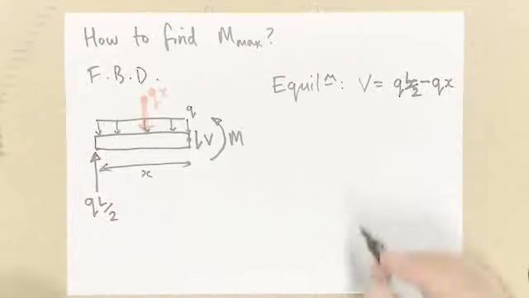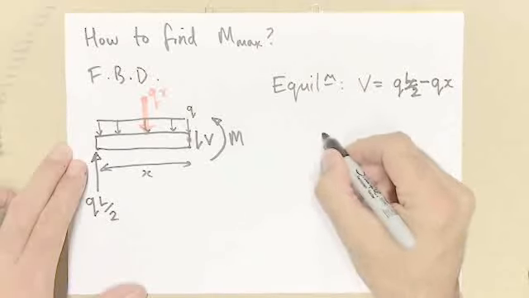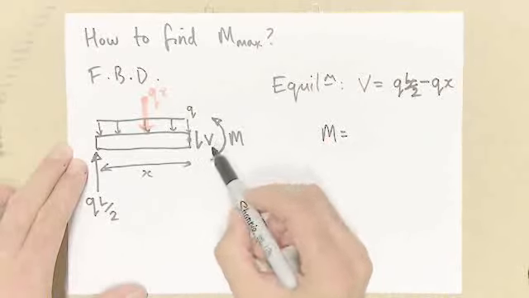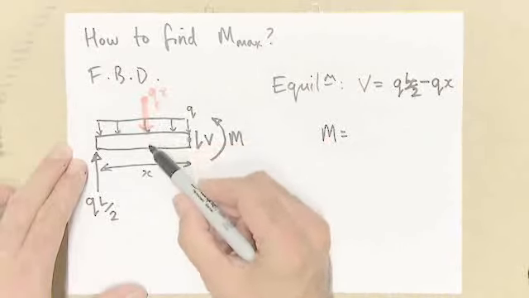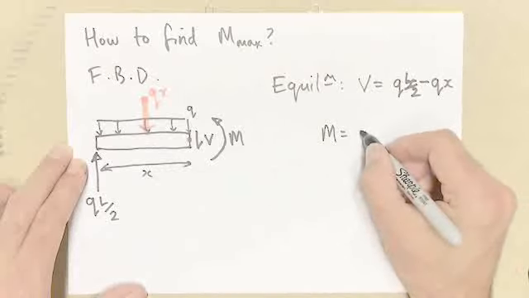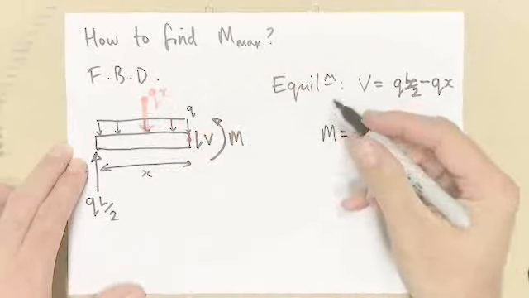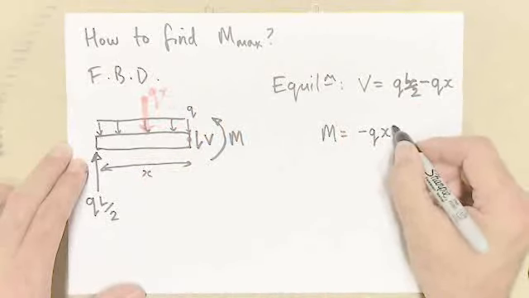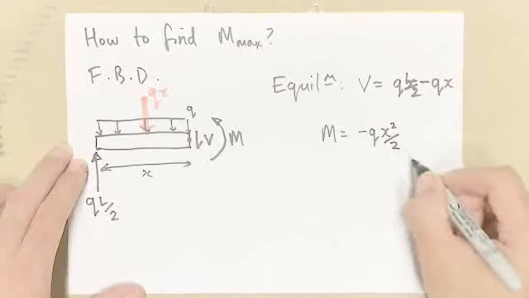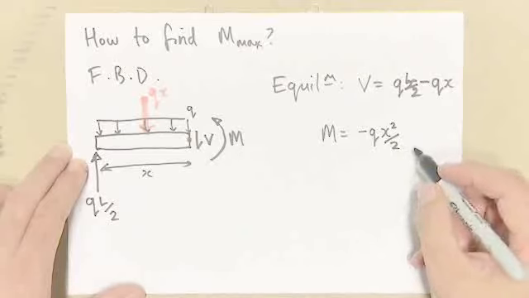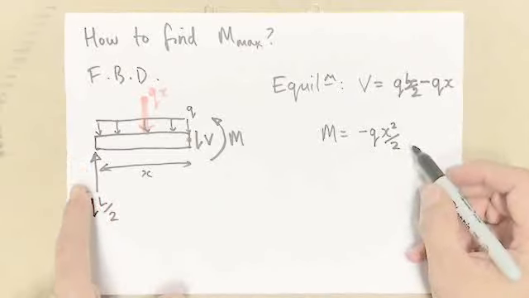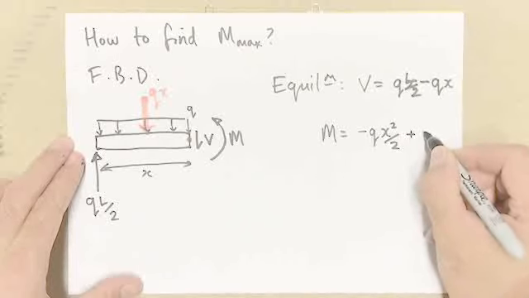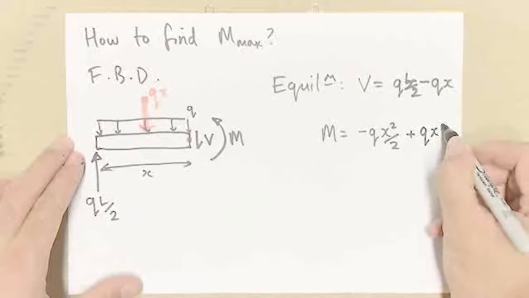And the sum of the moments gives you M. If we take the moments about this point, M is equal to Q times x/2, which is in the opposite direction, so Qx times x/2, rather. And then this is in the opposite direction, so that's plus QxL/2.